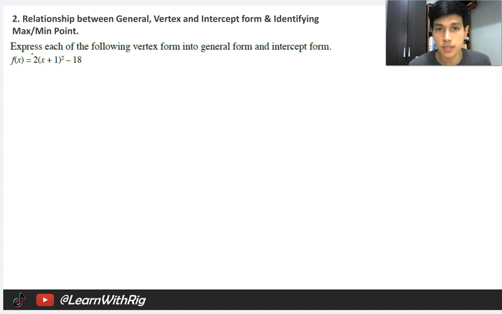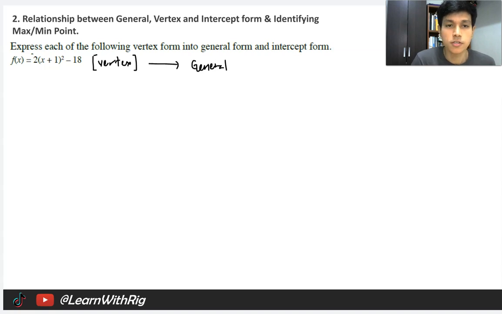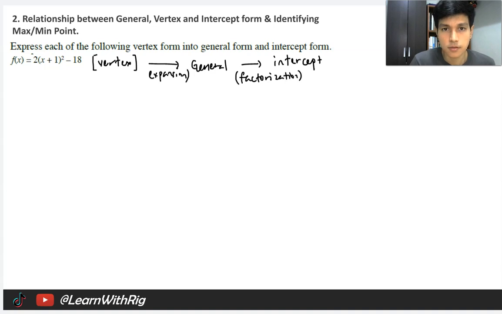Express each of the following vertex forms into general form and intercept form. So now they gave you the vertex form. If you want to change to general form, what do you have to do? This conversion here is expansion. Once you have already converted to general form, you can change to intercept form by doing factorization. So you have to do two things here.